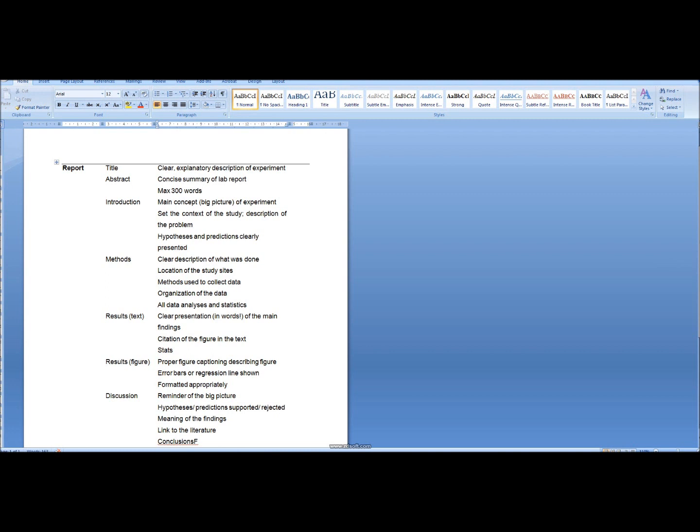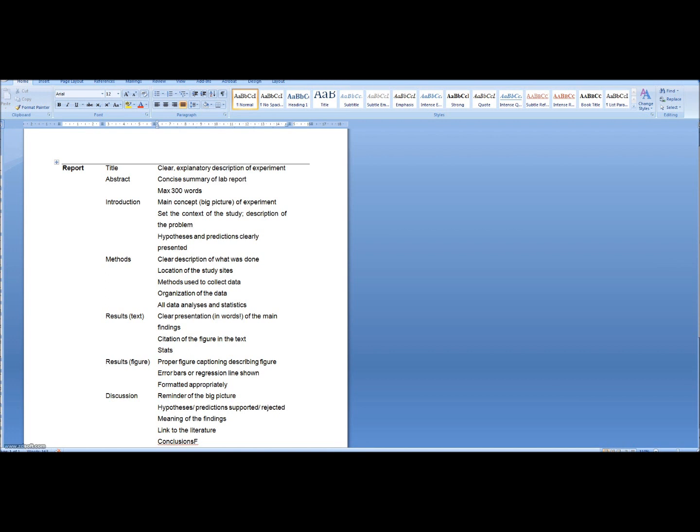Your introduction needs to show a main concept. You can't specifically talk about your lab report and what it was testing. It actually needs to picture the broader picture. So if you're comparing disturbed versus grassland, you're going to want to say disturbed habitats are affecting the world, etc. Something to that extent. You set the context of the study, and then you've described the problem.